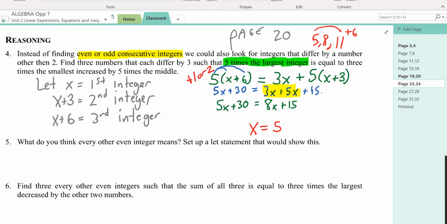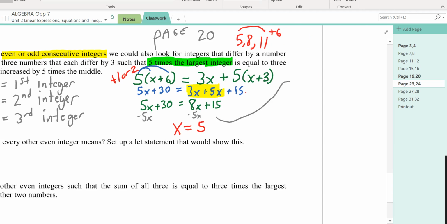So I've got 8x on the right-hand side and 5x on the left. I would subtract 5x from both sides. Now if I carry this over, we have 30 equals, what's 8x minus 5x? 3x, and we have the number plus 15.